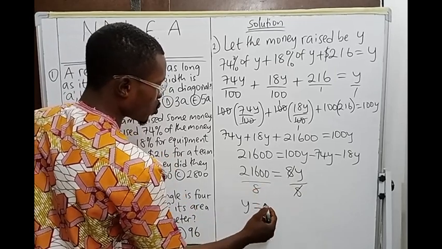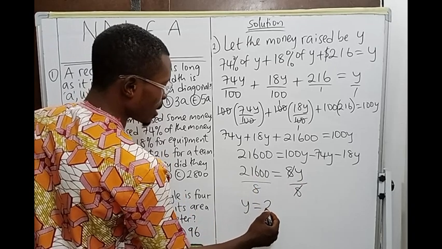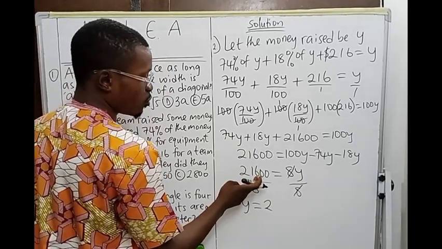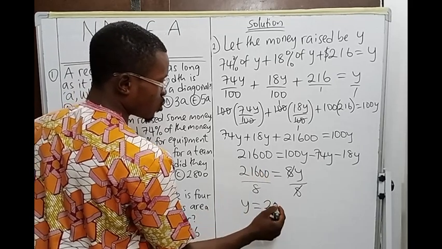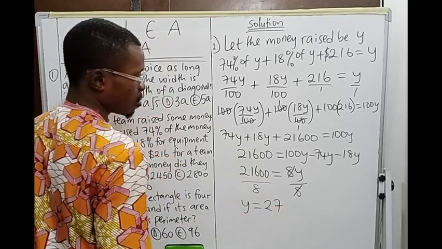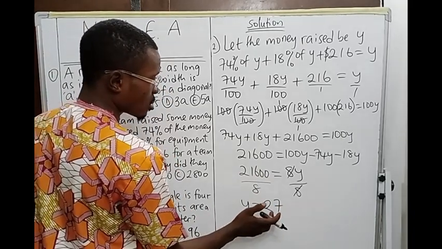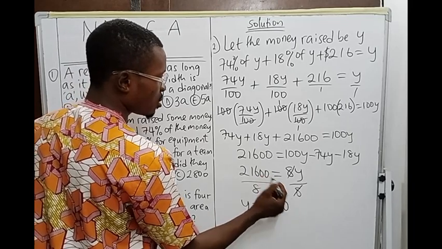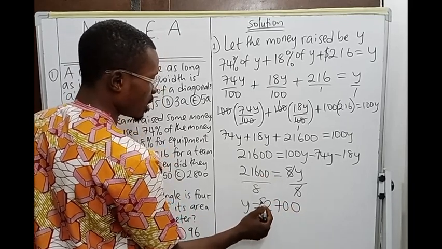8 into 21 is what? 8 times 2 is 16, remainder 5. Take the 5 here. You have 56. 8 into 56 is what? 7. Okay. So 8 into 0, 0. 8 into 0, 0. So your y is what now?